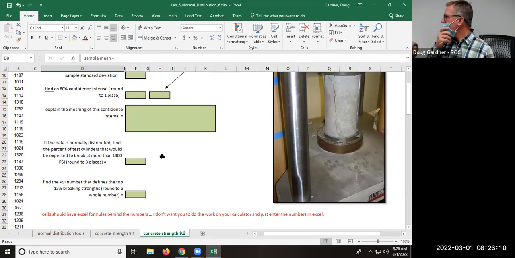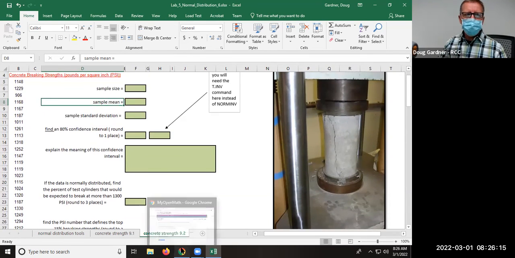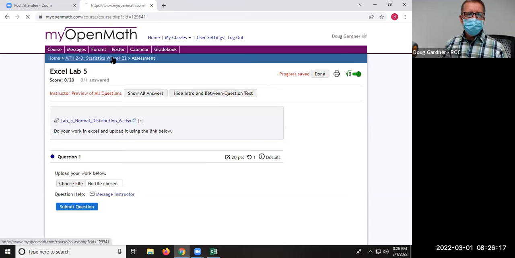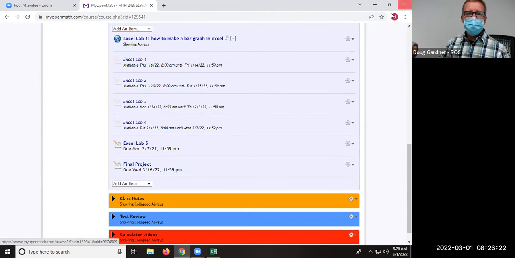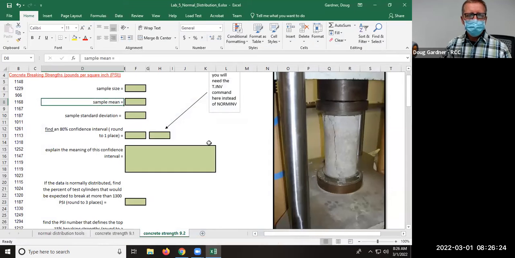Go ahead, Garrett. I got your link, but where can I find some files? It is in MyOpenMath and in the Excel labs, the green tab, lab number 5, the bottom one. Okay, thanks. Yep.